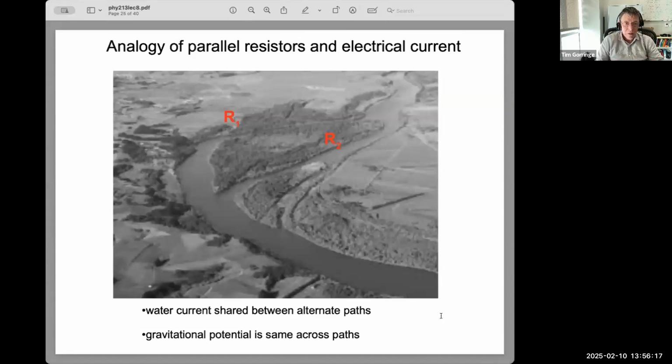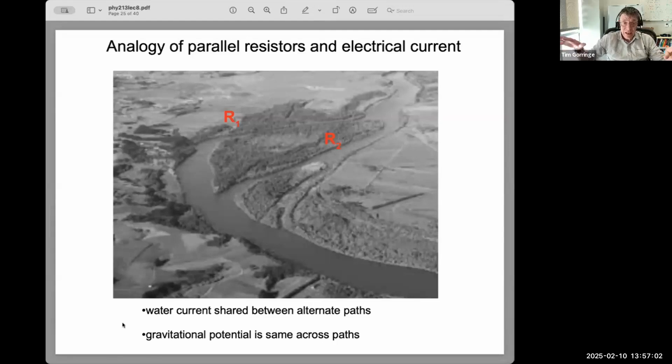If you want a water analogy to electrical current through parallel resistors, think of the water current in this river. In this river, it's entering here on the bottom right, and then it streams upstairs here to the top right. But in the middle of the aerial photograph, you see the river takes two paths around the island. There's this one on the upper left, and there's this one on the lower right. These two paths are like two parallel paths through two parallel resistors in a circuit. These two paths have the water current, rather than electrical current, shared between them. Some of the current is going upstairs here, and some of the current is going downstairs.